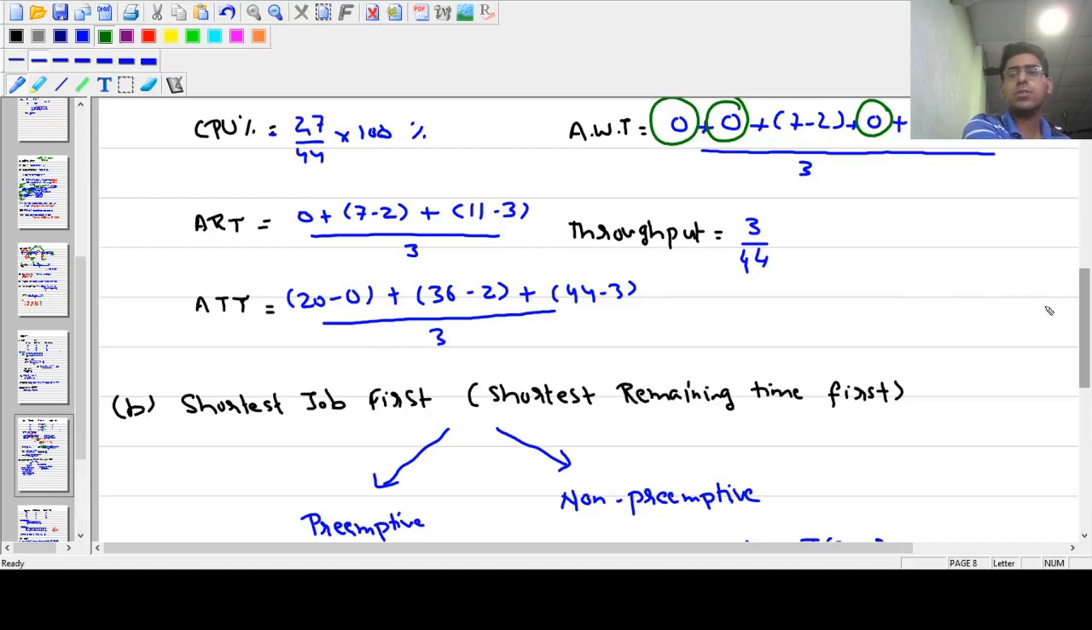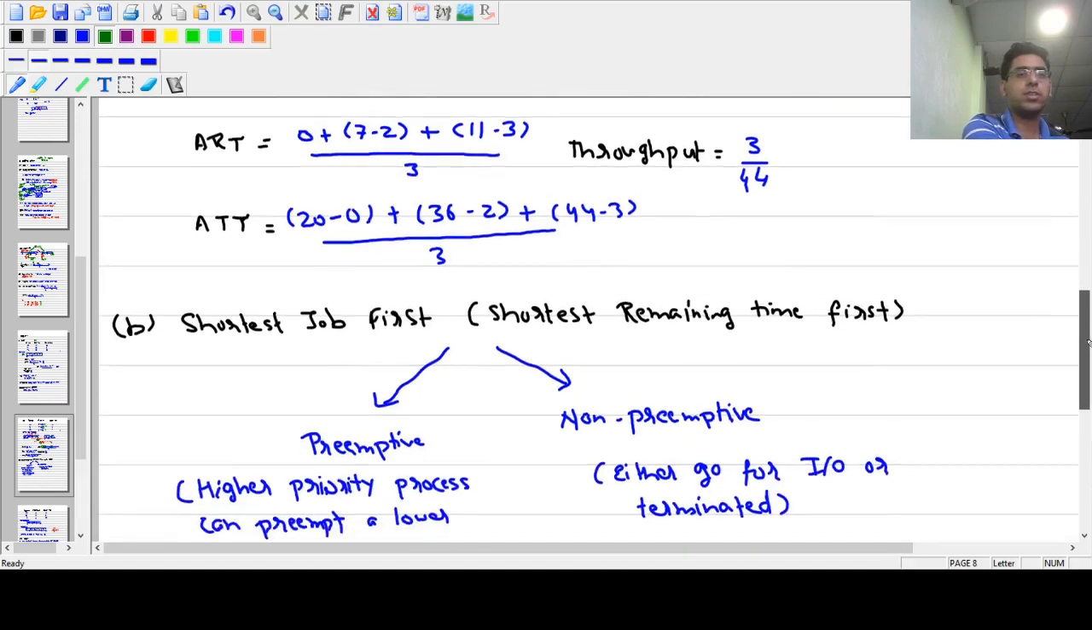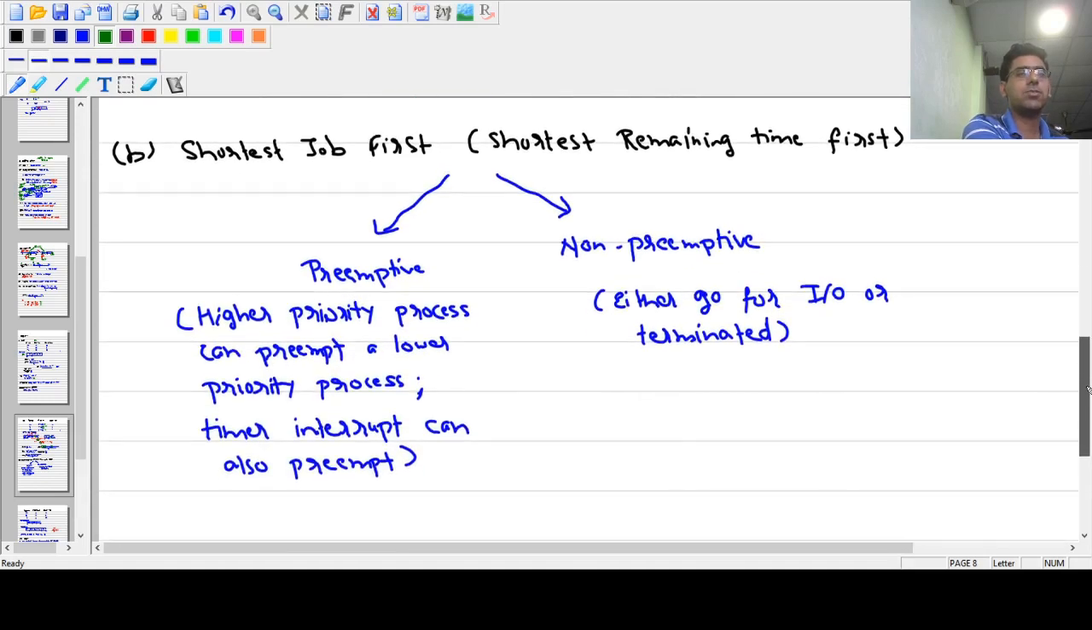So very simple. You can practice more such examples to have a clearer understanding of the criteria, how to compute them, which one is better, which one is not good.